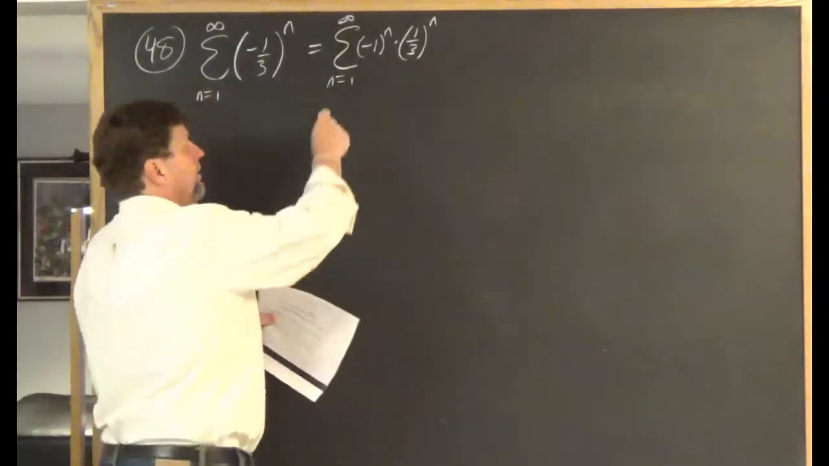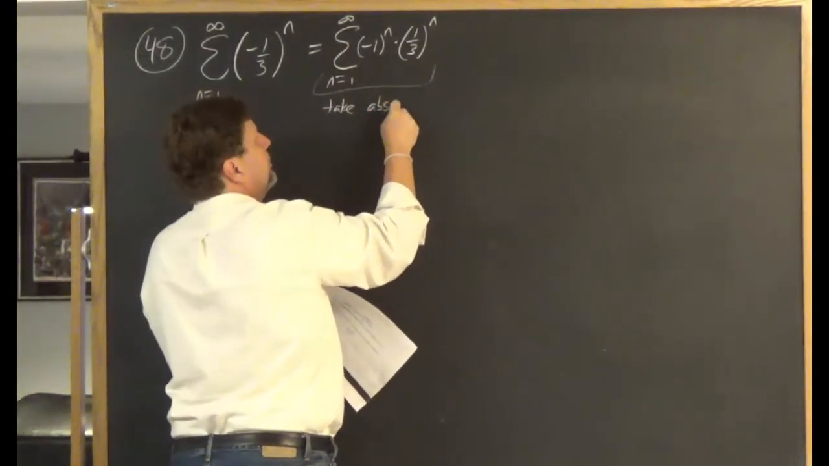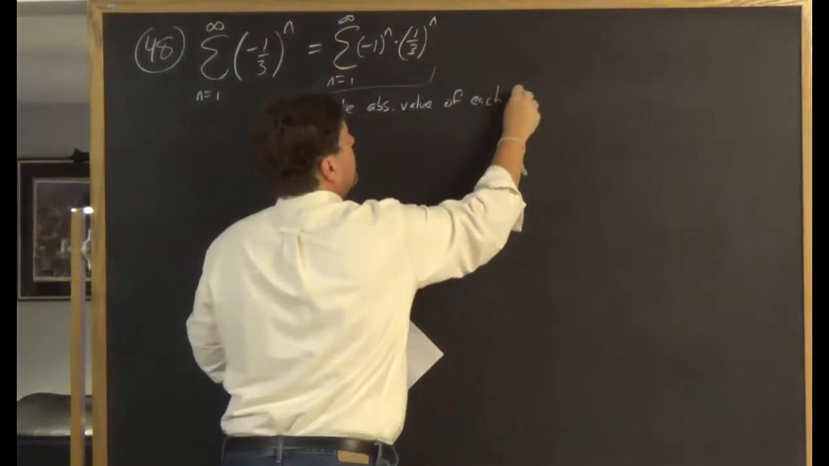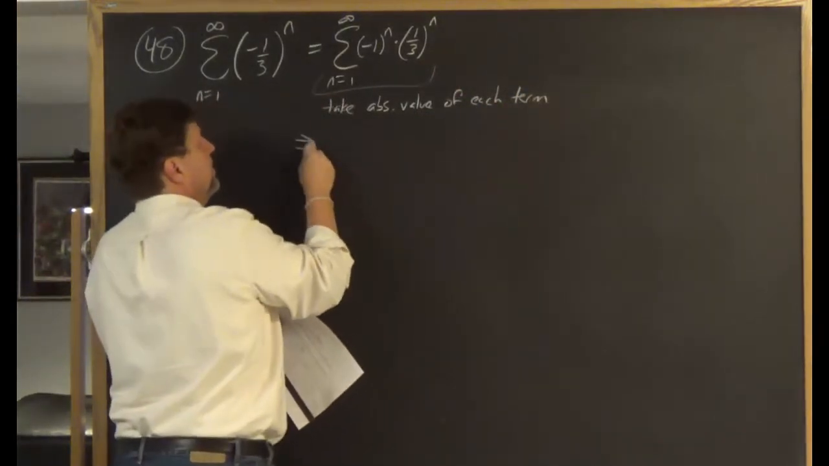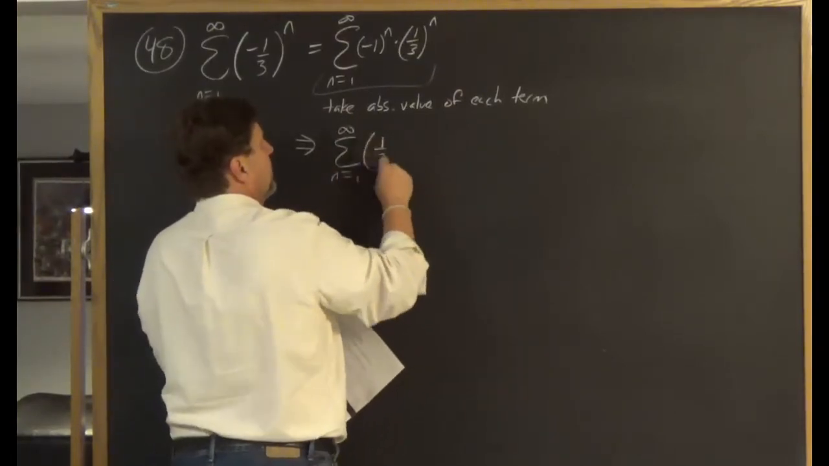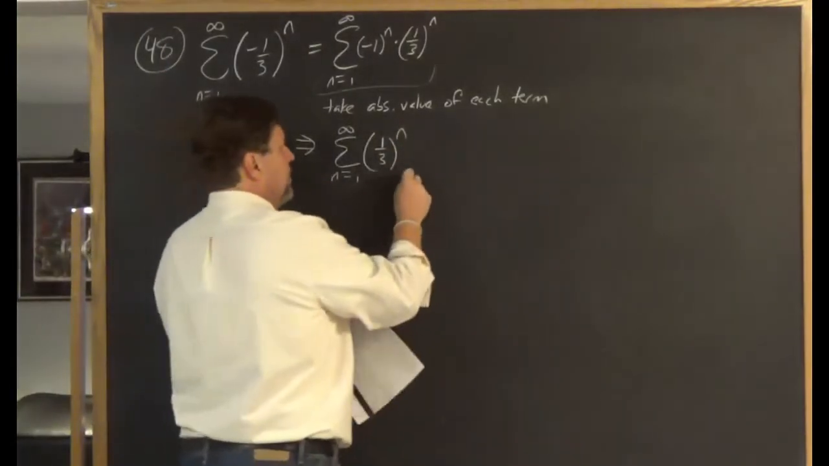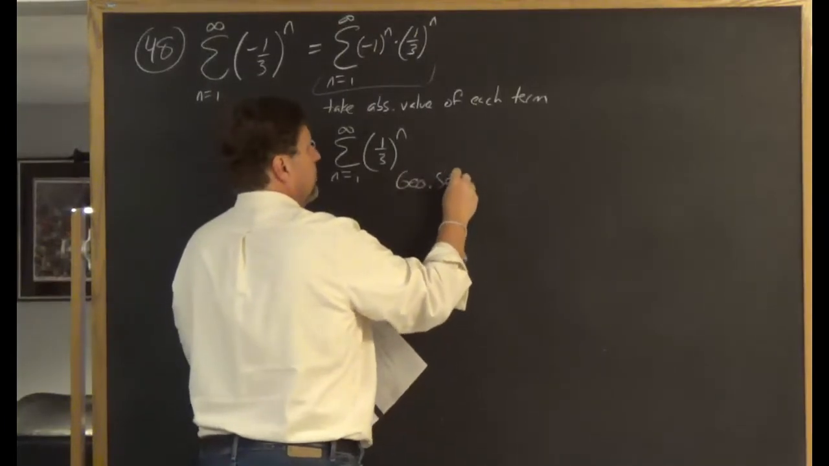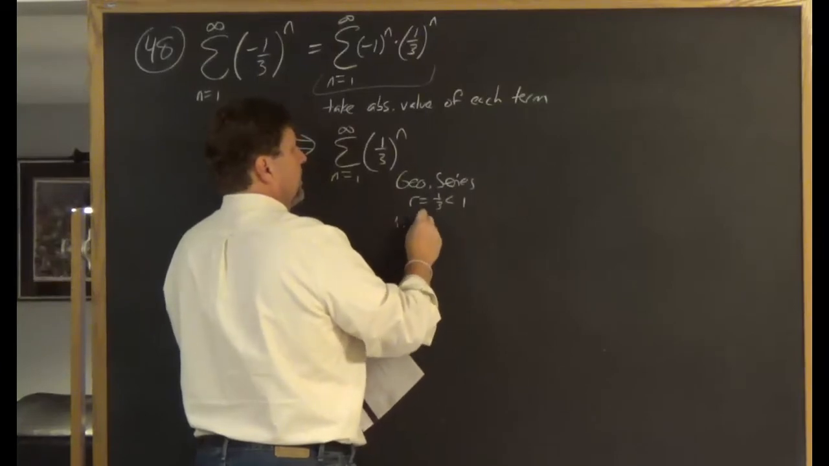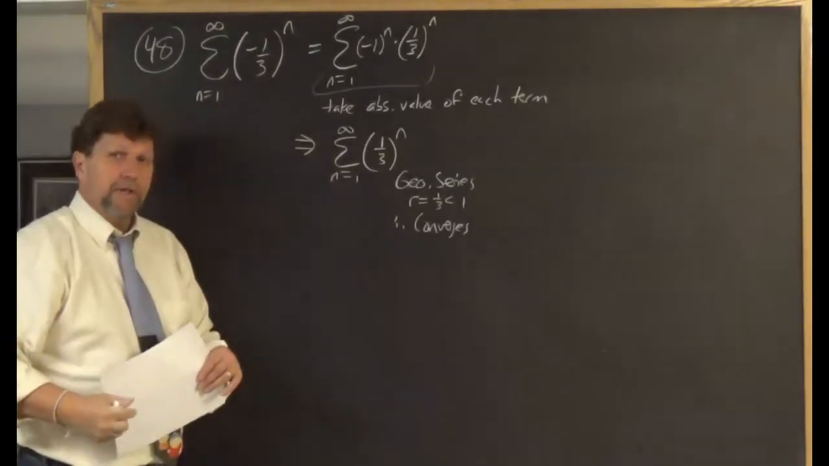So if I look at this and I take the absolute value of each term, it gives me the series n equals 1 to infinity 1/3 to the n, which we say, hey, that's a geometric series. R is 1/3, which is less than 1. We know this geometric series converges.